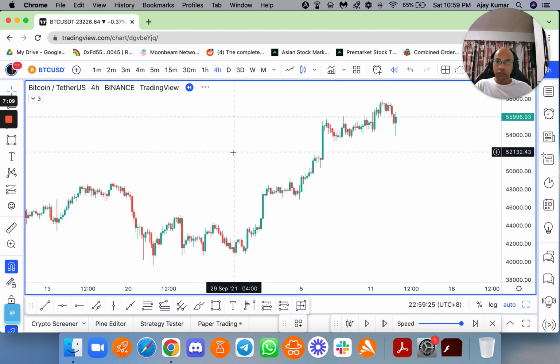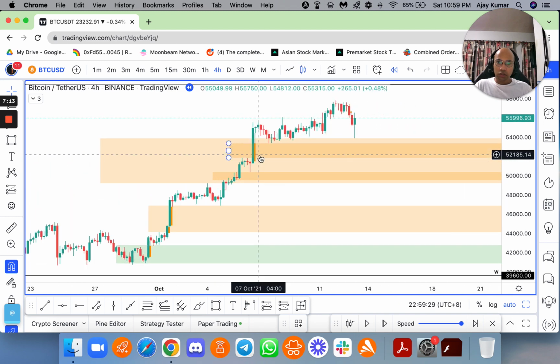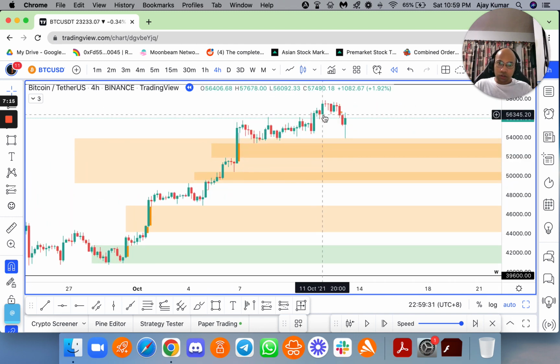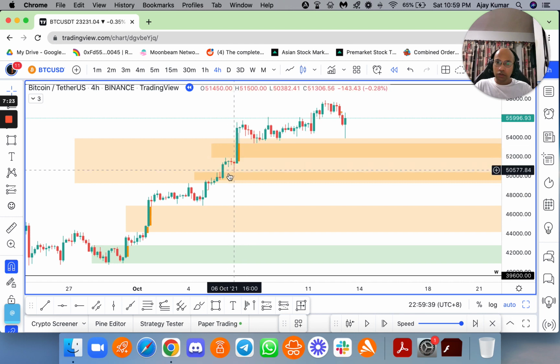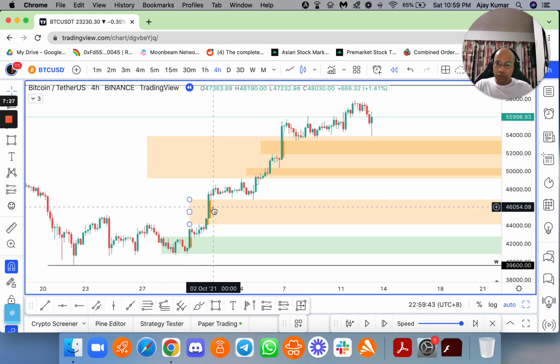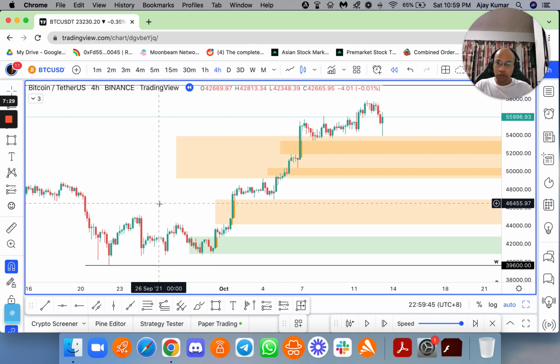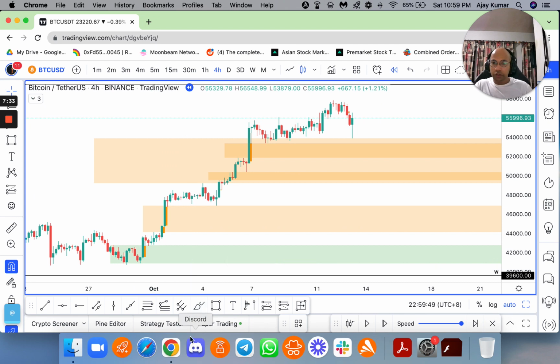Let's go to the 4-hour chart. On the 4-hour chart, let's see any order blocks. No order blocks here. No order blocks. There's a fair value gap here. We already marked out on the daily chart. There's a fair value gap here. It's kind of almost coinciding with the daily chart, daily fair value gap.